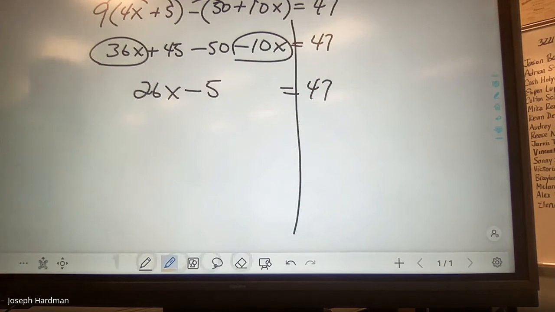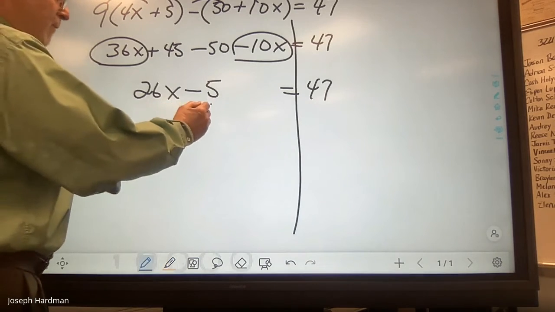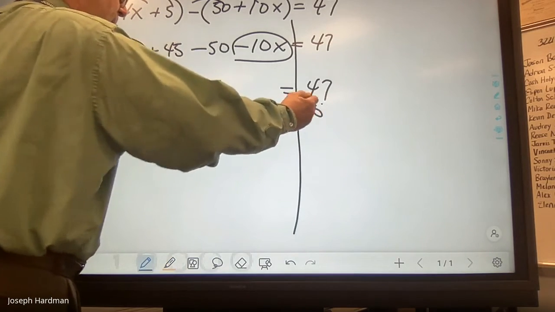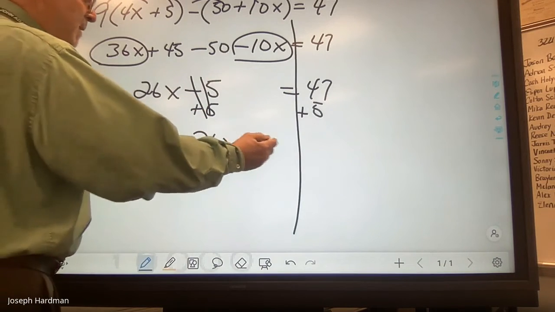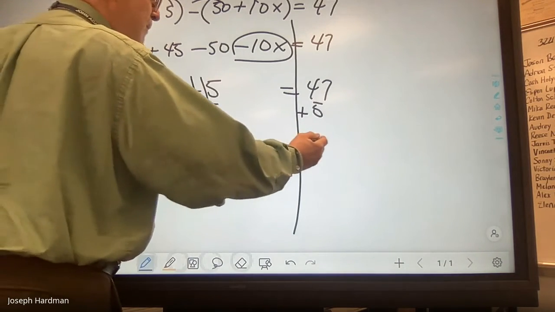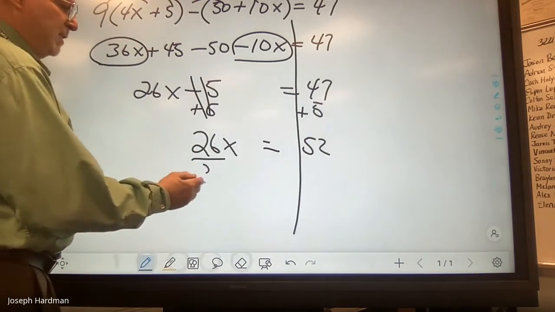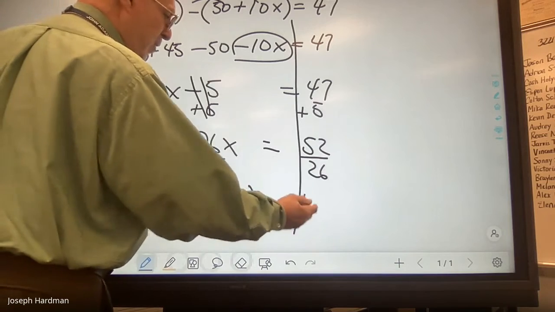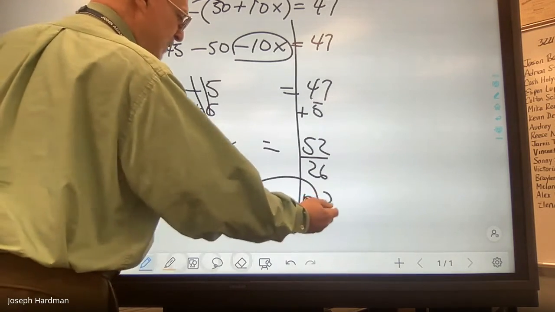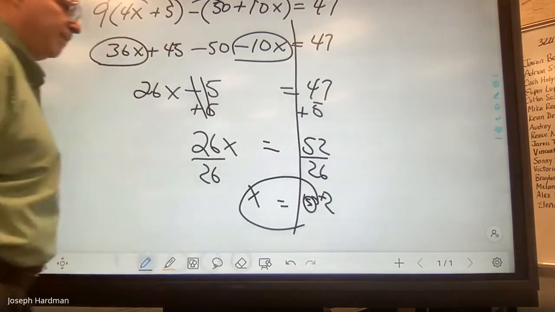So now we have a little simpler equation to solve. And now remember, whatever I do to one side, do to the other. So I'm going to add 5 to both sides. I got 26x equals 52. Divide both sides by 26. And then this thing comes out to what I call pretty, an answer of positive 2.